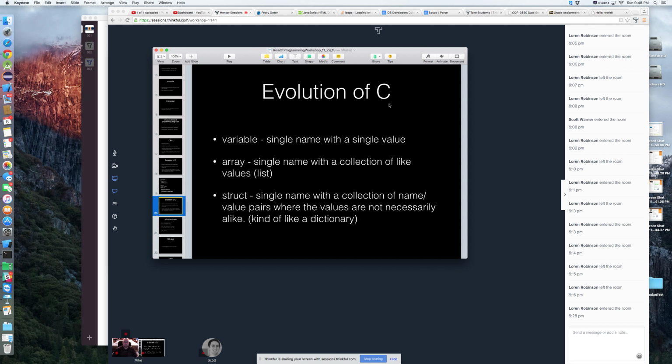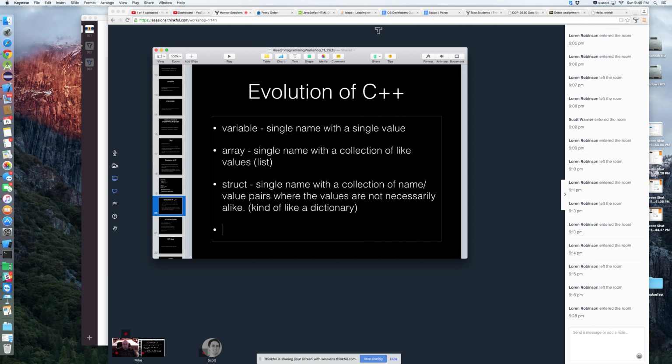All right, so having said that, I'm going to go ahead and steal the evolution of C slide, and we're going to say evolution of C++. So what did we do? Well, we kept the variables, we kept the arrays, we kept the structs, but we added a new guy called a class. And what's a class? A class is a struct. Well, let's say it's like a struct. We'll see Java's mistake here in a few minutes. So a class is like a struct, but it can also hold functions. That's what a class is.